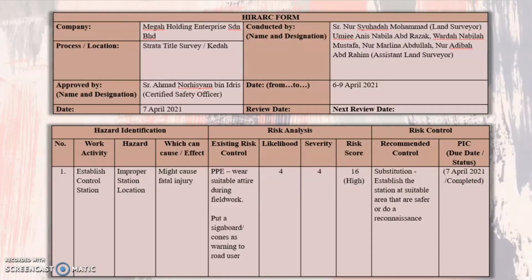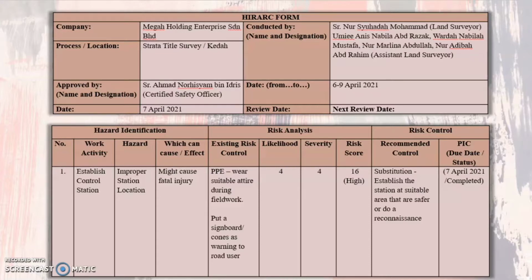The first activity that we will discuss is establishing control stations during resurvey of the boundary lot. The hazard that could appear during establishing the control station is improper station location. For example, the station is located in hilly areas or near the main road that we know will have a lot of cars coming from any direction.